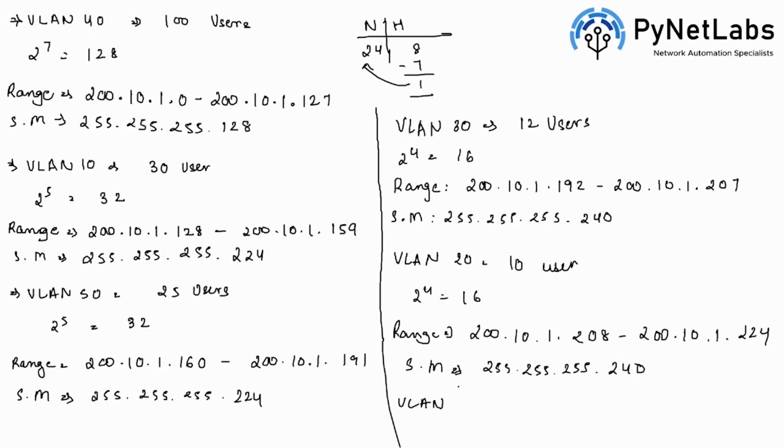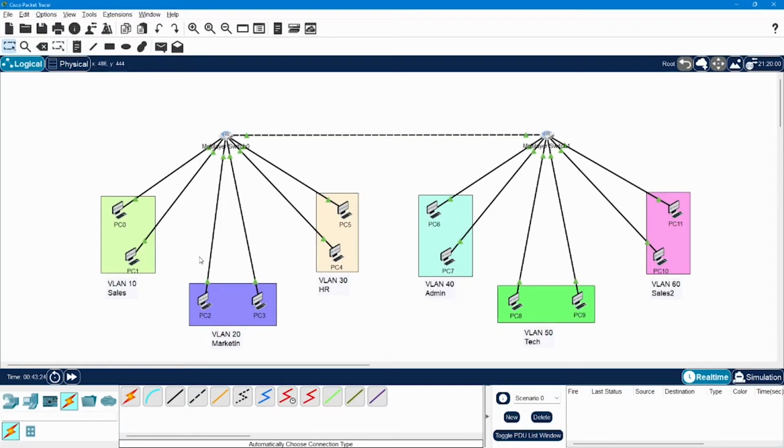Then the last is for VLAN number 60, where we will have the range from 200.10.1.225 to 200.10.1.239, and the subnet mask is going to be the same as it is above, which is 255.255.255.240. So these are going to be the subnets which we are going to use in the given topology. I have a similar type of topology ready with me, so let's quickly get started. Let's begin the configurational part.